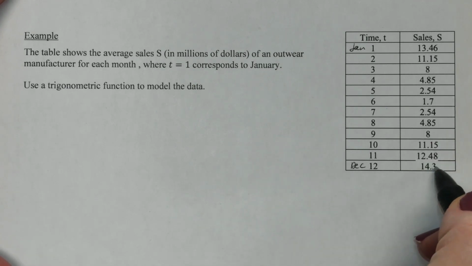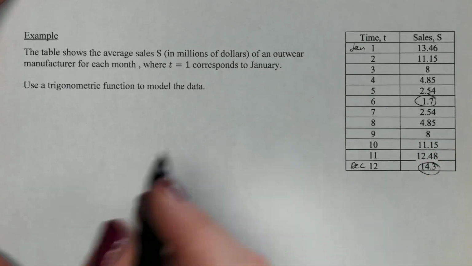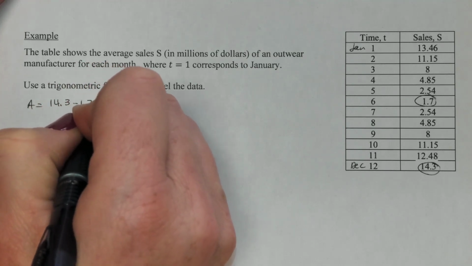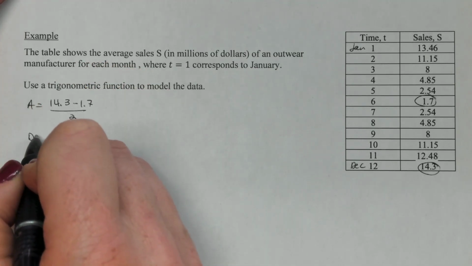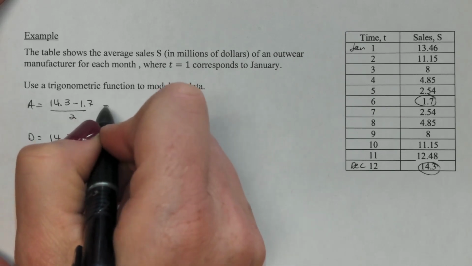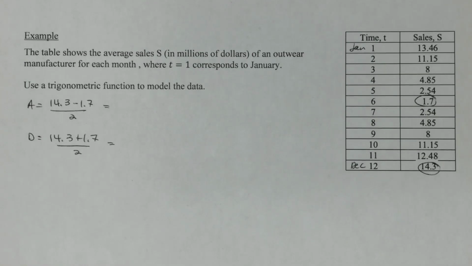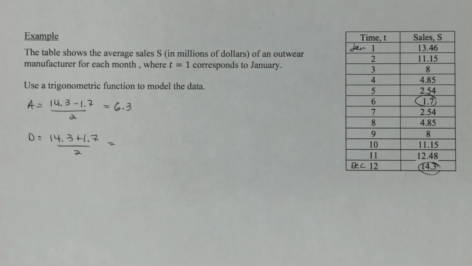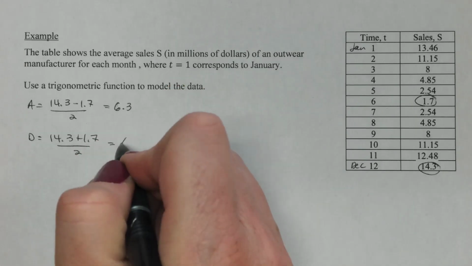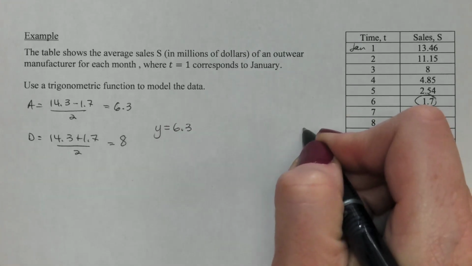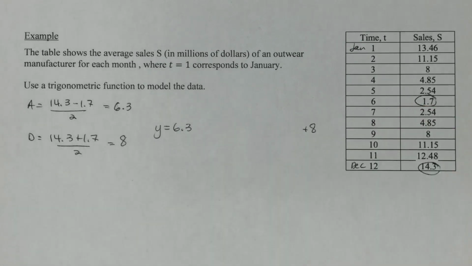So I'm going to go find my highest value. I'll go find my lowest. My A is highest minus lowest, so 4.3 minus 1.7 divided by 2. And D would be the exact same thing, only add. So the first one's about 6.3, and the other one is 8. So when I start out my equation, I'm going to have 6.3, and then at the end, I'm going to have a plus 8.